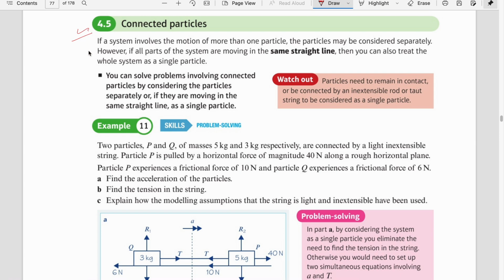Okay, so for connected particles, if a system involves the motion of more than one particle, the particles may be considered separately. However, if all the arrows point upwards, downwards, left and right in the same straight line, then you can also treat the whole system as a single particle.